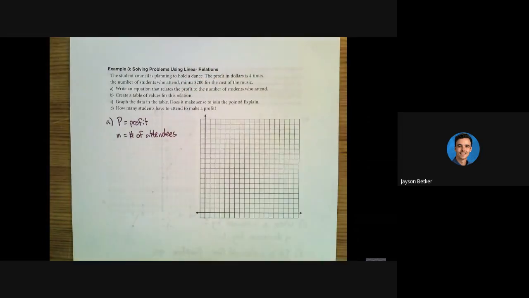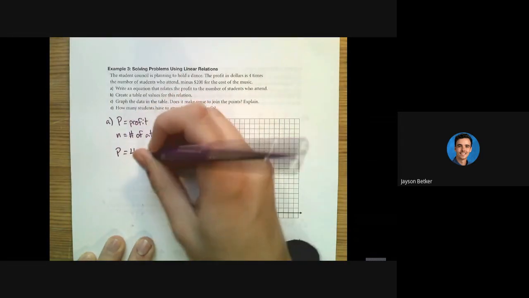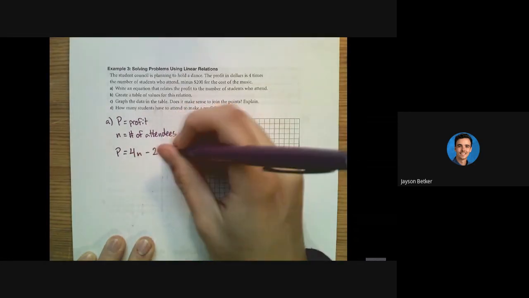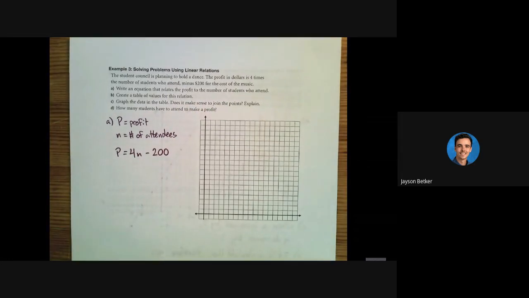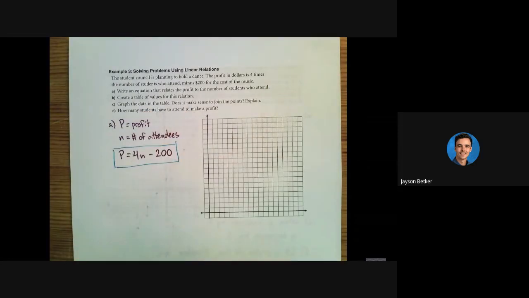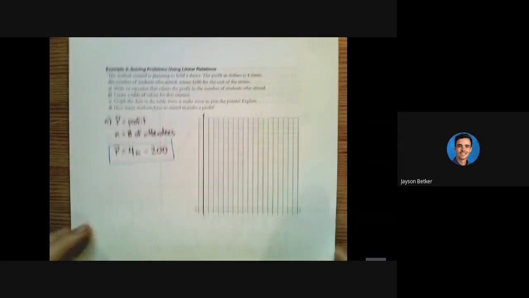Okay, attendees. Now, what it said is the profit in dollars is 4 times the number of students. So if we forgot about the $200, P would be equal to 4 times the number of students, but it's always minus $200 for the cost of the music. That's it. There is your equation right there. So sometimes these equations come together really, really simple, really straightforward because they just make total sense, right?